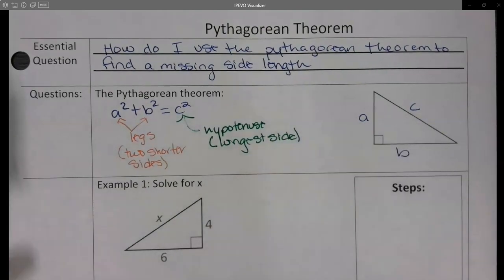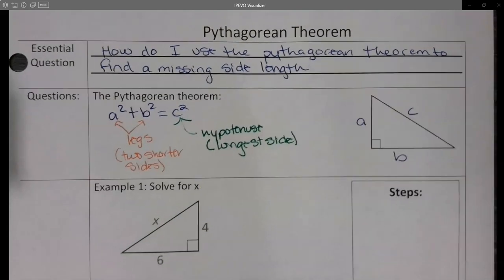So A and B. Good morning, warriors. Please rise to the pledge of allegiance.